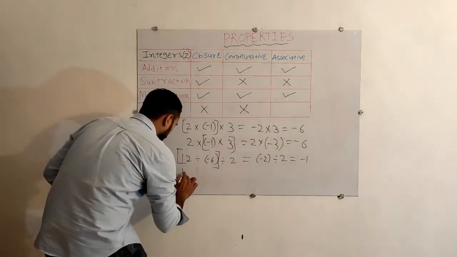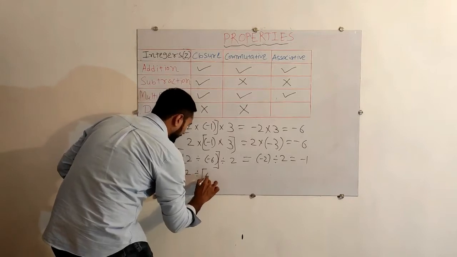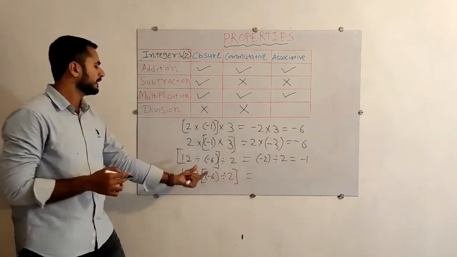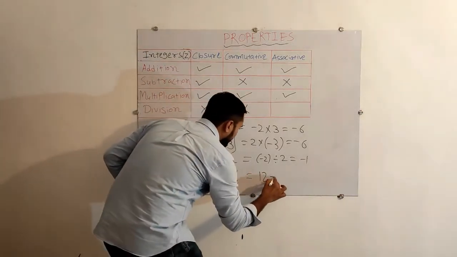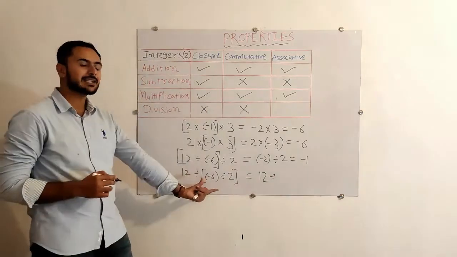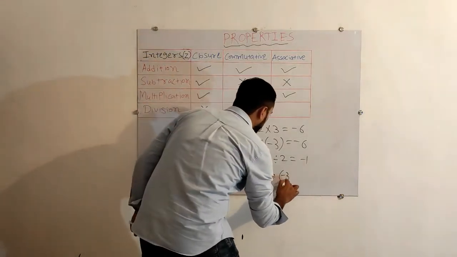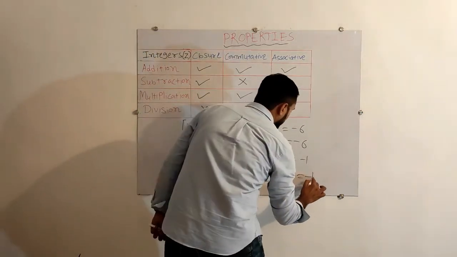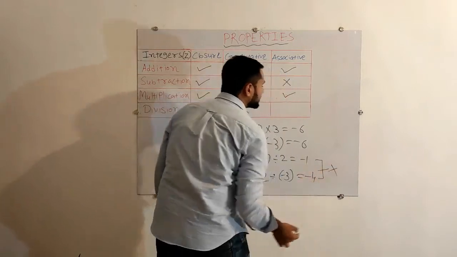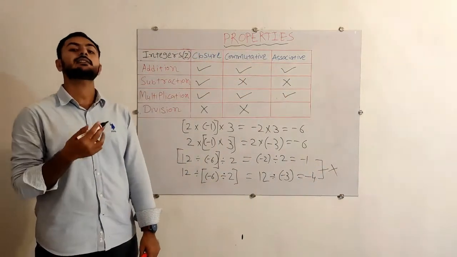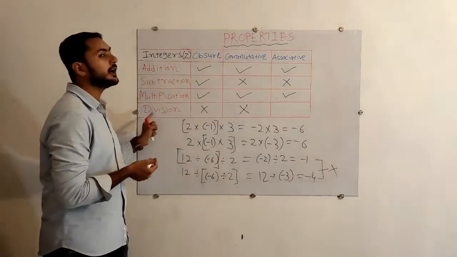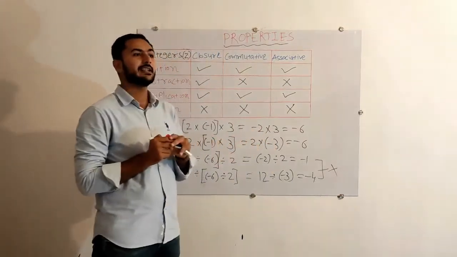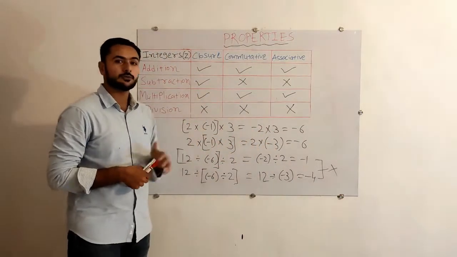Now again change the group. So 12 divided by (minus 6 divided by 2). Clear? For this bracket, first of all I will write 12 as it is. Then for this bracket, the answer I will get is minus 3. And 12 divided by minus 3 is minus 4. Both the answers are not the same. It means integers are not associative under division. I hope you understood this very well. First of all, pause the video and note it down.